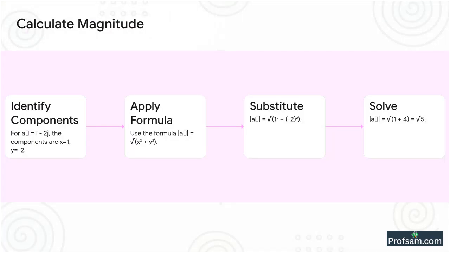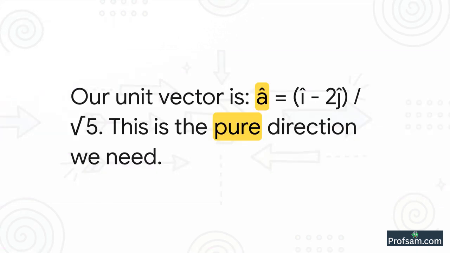Okay, so let's calculate the magnitude for our vector A. First, let's identify the components. The number with i hat is 1, and the number with j hat is -2. Now we just plug these into our magnitude formula, which is just Pythagoras' theorem. So we get the square root of 1 squared plus (-2) squared. That becomes the square root of 1 plus 4, which is simply root 5. Perfect. We have the magnitude.